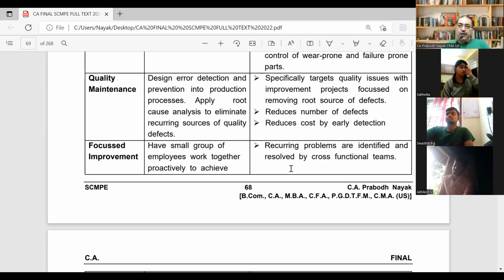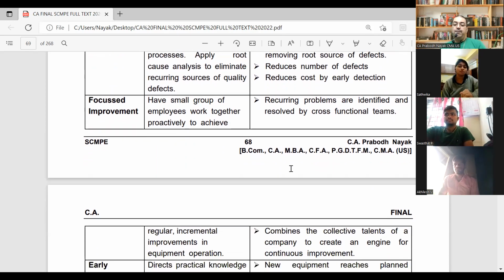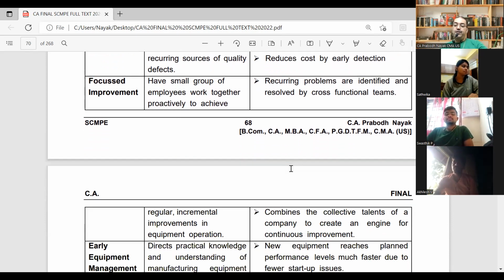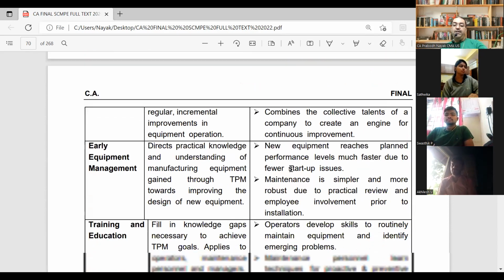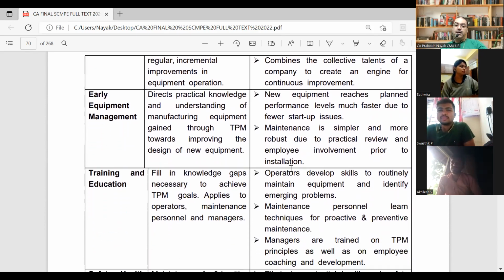Then focused improvement. Have a small group of employees work together proactively to achieve regular incremental improvements in equipment operation. What is the benefit of that? Recurring problems are identified and resolved by cross-functional teams, which combines the collective talents of the company to create an engine for continuous growth.